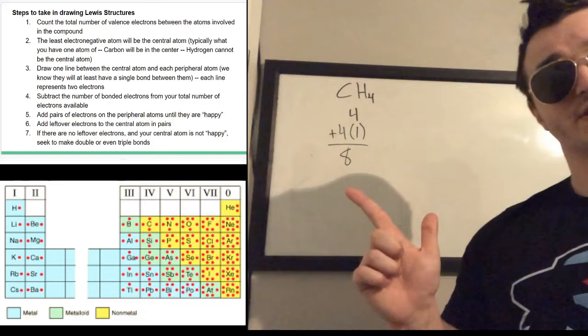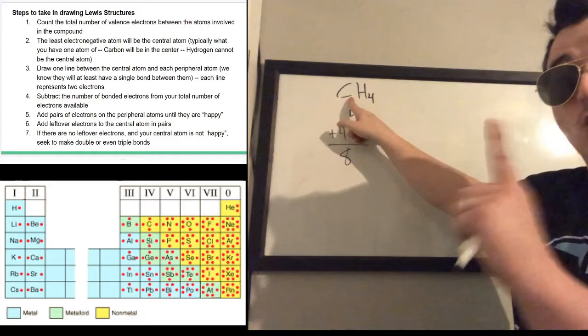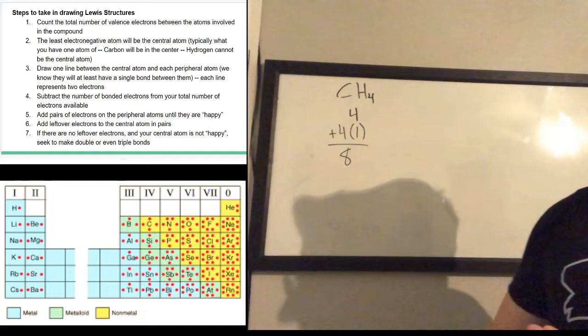So carbon's going to go in the middle, and another rule of thumb here is whatever element you have one of, I've got four hydrogens, I've got one carbon, whatever element you have one of is most likely going to go in the middle. So carbon's going to go in the middle, four hydrogens on the outside.